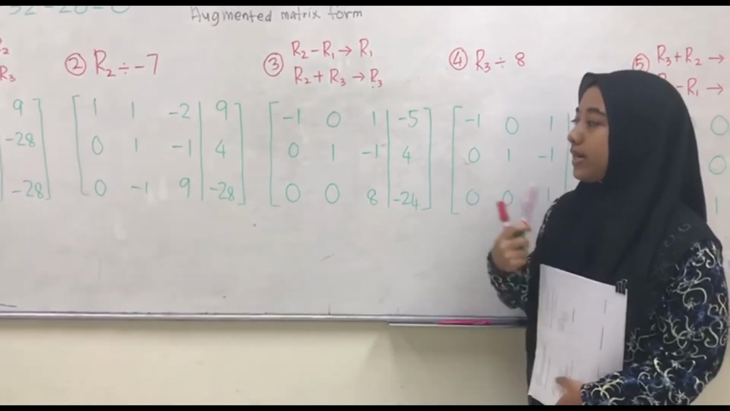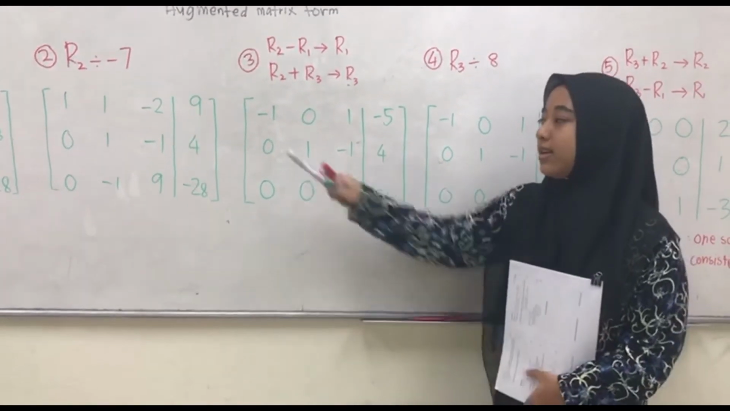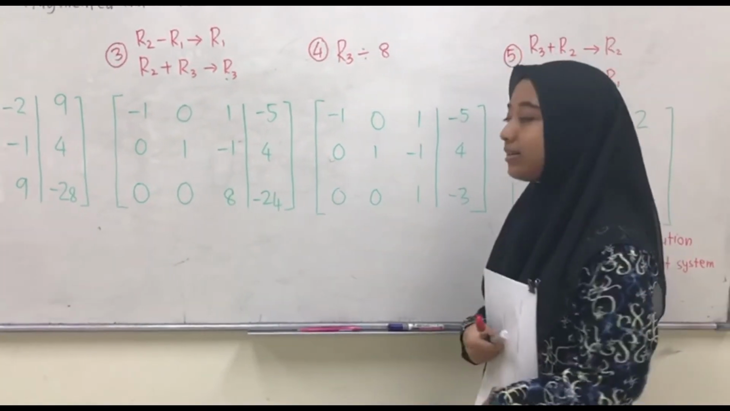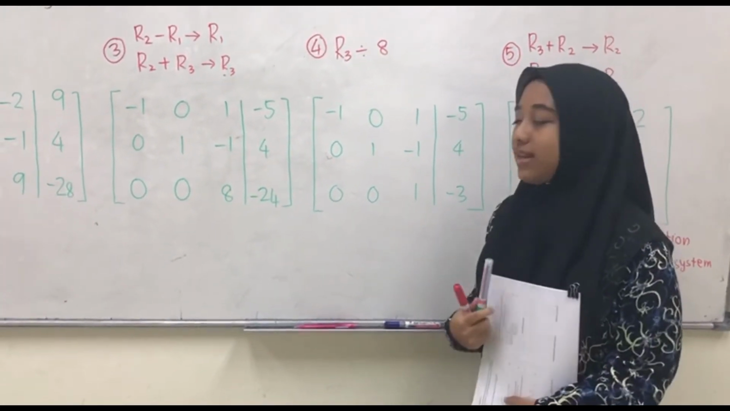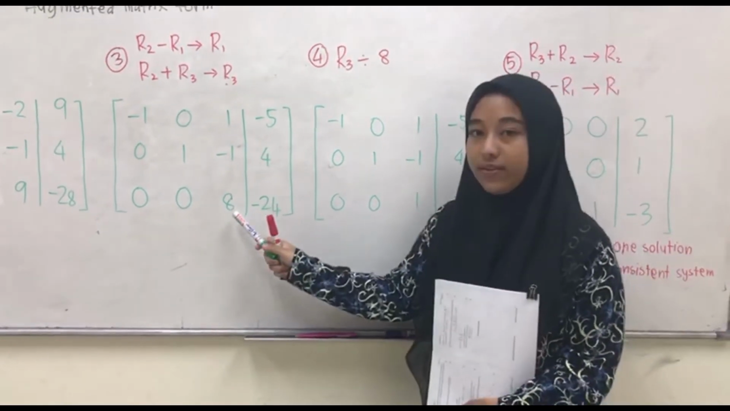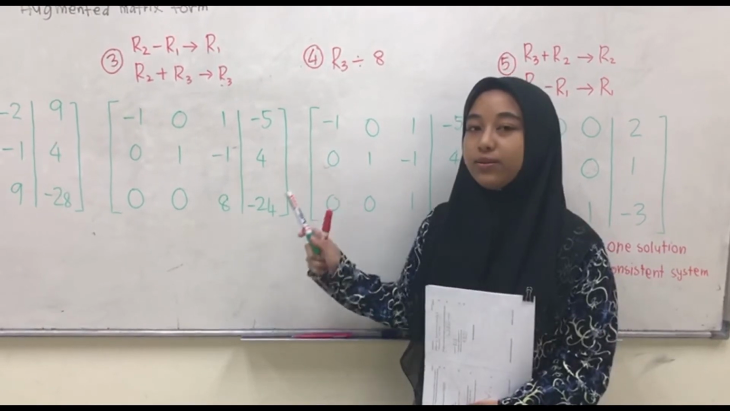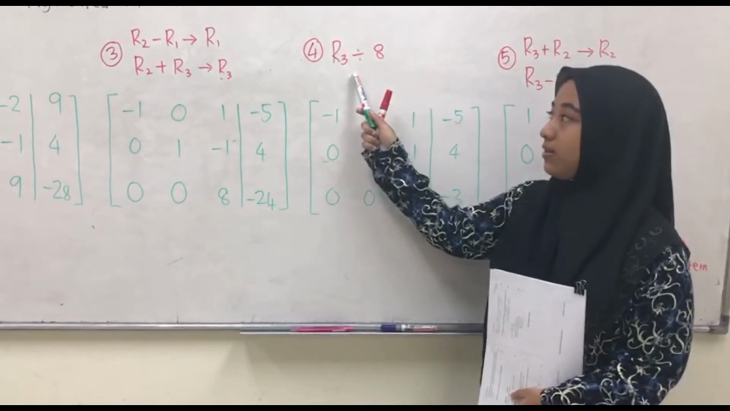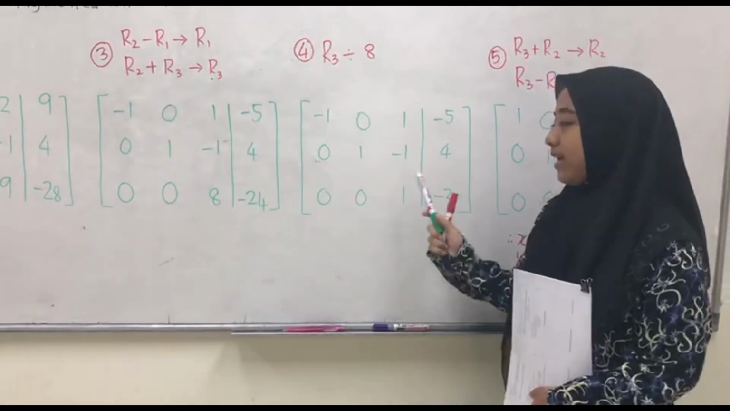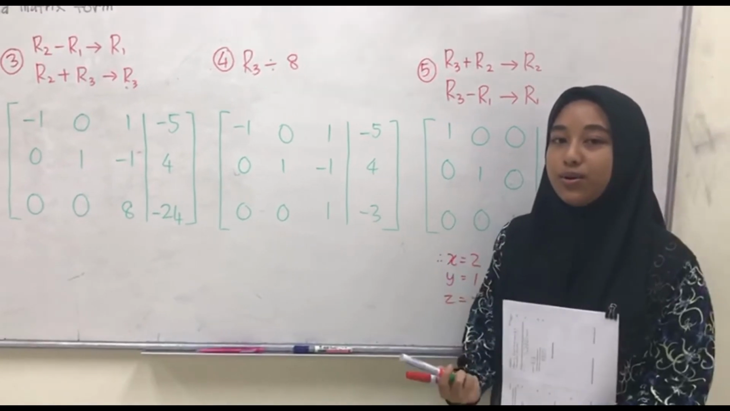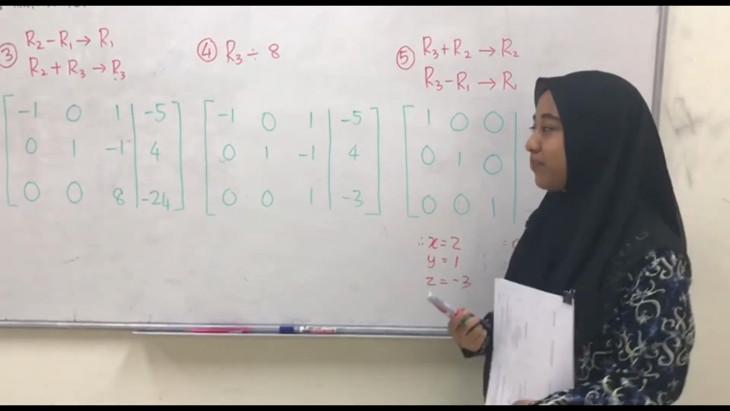Okay. We are done with making the lower triangular matrix become 0. Next, we are going to make the leading entry in row 3 become 1. As we can see here, we have 8. So we want to get 1. So we divide row 3 by 8. So we get 1 here. So we are on our way to the final step.